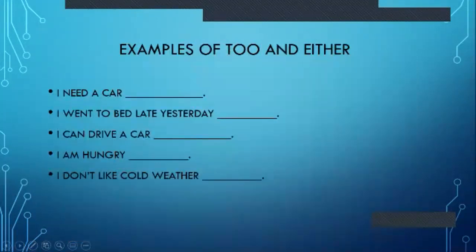Okay, we have discussed these ones as well. I need a car too. I went to bed late yesterday too. I can drive a car too. I'm hungry too. I don't like cold weather either. So only in the last sentence you used the word "either" and the rest of them with "too," because these all are positive statements. And the last one is not positive. It's a negative statement, okay?